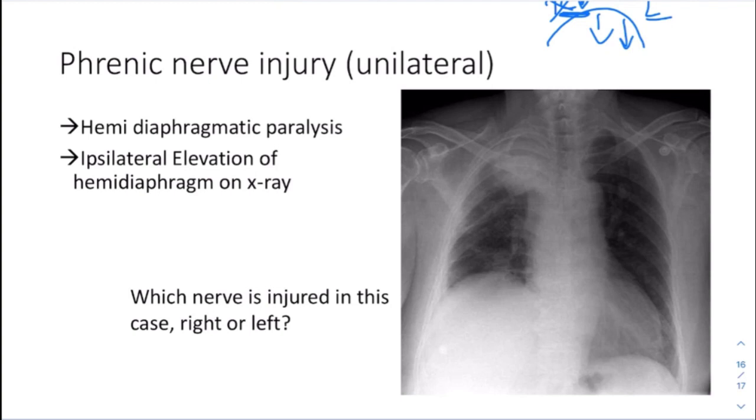So here we have a chest X-ray. You can clearly see that the right hemidiaphragm is elevated compared to the left. That means that the right phrenic nerve is injured, and that this right hemidiaphragm is paralyzed. Because if it wasn't, if it was normal, it would go down and allow the lungs to expand and fill with air, just like the left did.